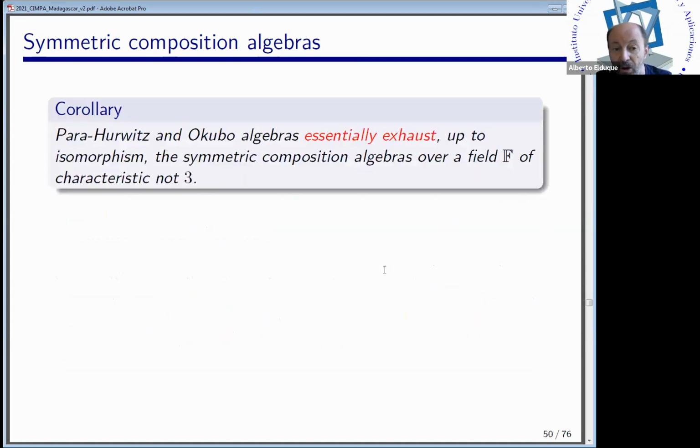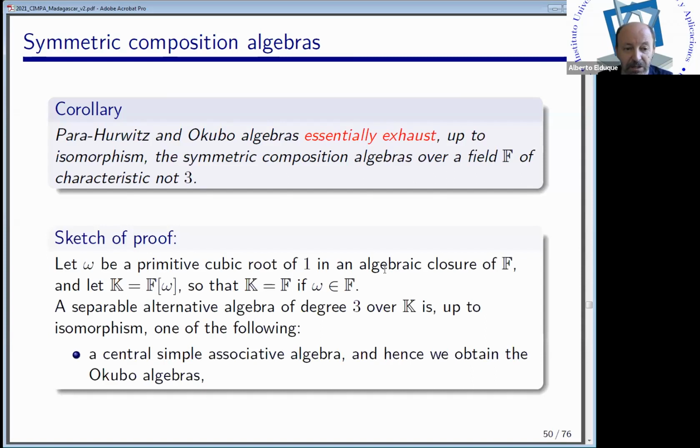So as a corollary, we get that the examples that we have of symmetric composition algebras, the para-Hurwitz algebras and the Okubo algebras, essentially exhaust all symmetric composition algebras over fields of characteristic not 3. And why is it so? Well, if F contains a primitive cubic root of 1, we consider the field F. If not, we extend the field by adjoining a primitive cubic root of 1, and we get a Galois field extension of degree 2.